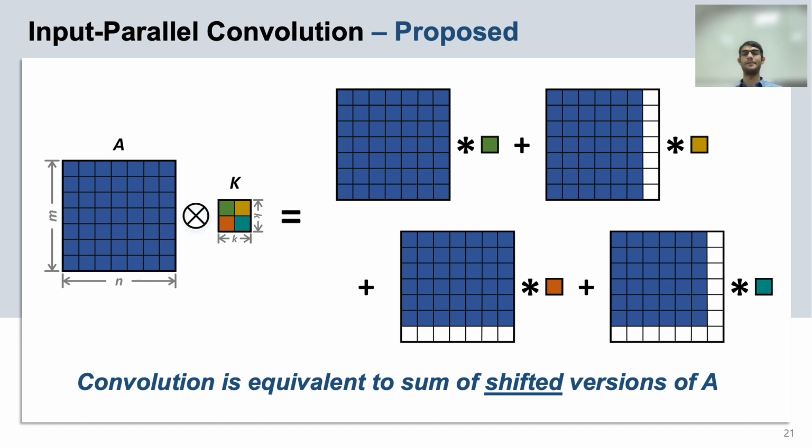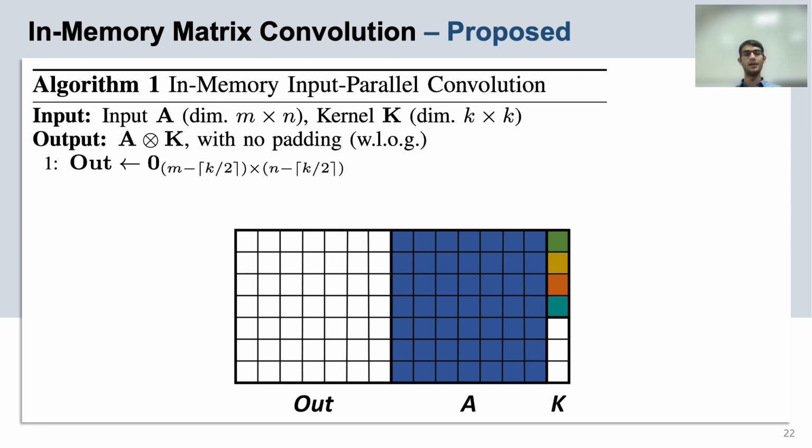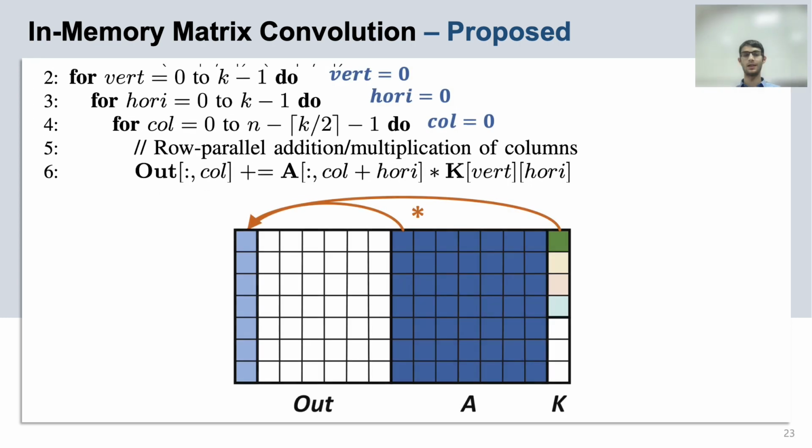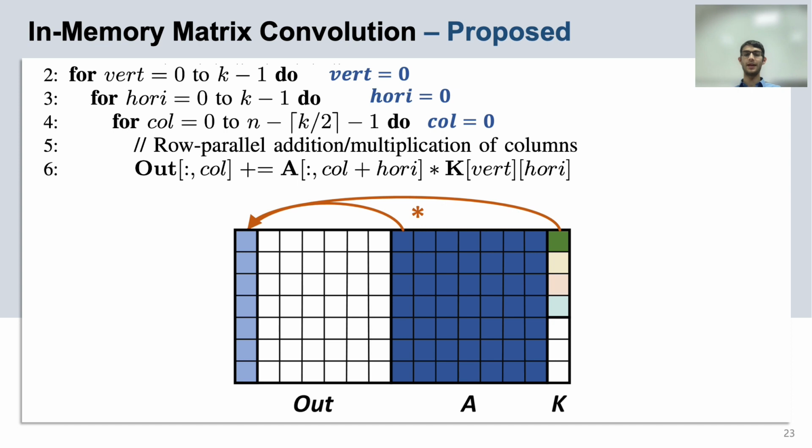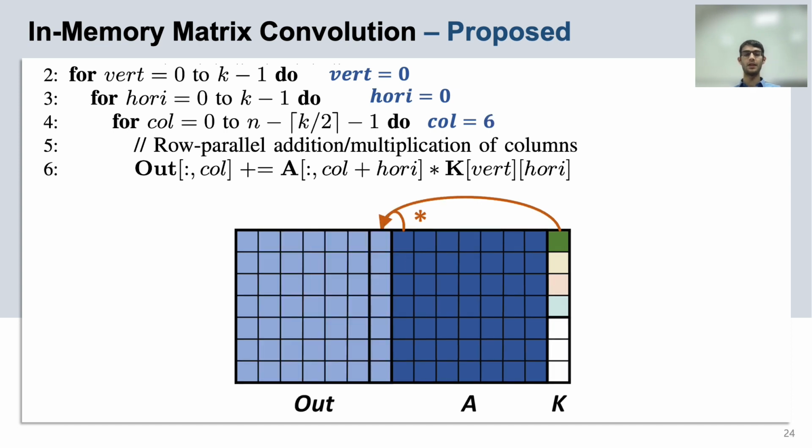Let's look more in depth into the algorithm itself. We start by having A and K stored inside the crossbar and initializing some output. At first, we just want to multiply A by the top element in K, that is the green element in this case. So we go column by column, starting with the first column, multiplying the column from A and the element from K, and then continuing until the last column, where we compute the entire product of A and that element.